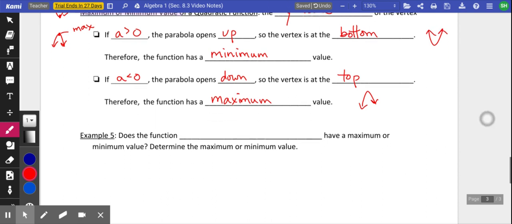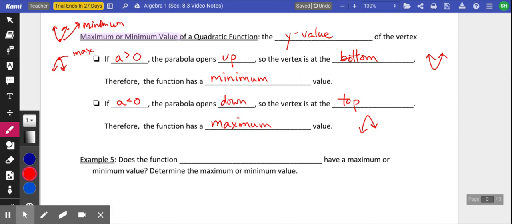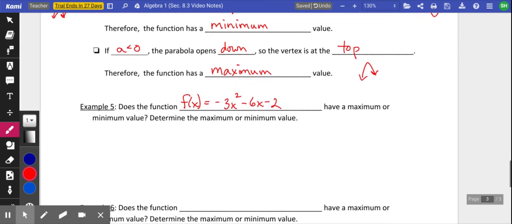So, example 5 here. Again, pause if you need to, if I'm going too quickly. Does the function f of x equals negative 3x squared minus 6x minus 2 have a maximum or minimum value? And then we're going to determine the maximum or minimum. So basically, we're going to say it has a max or it has a min, and then tell what the max or min value is.